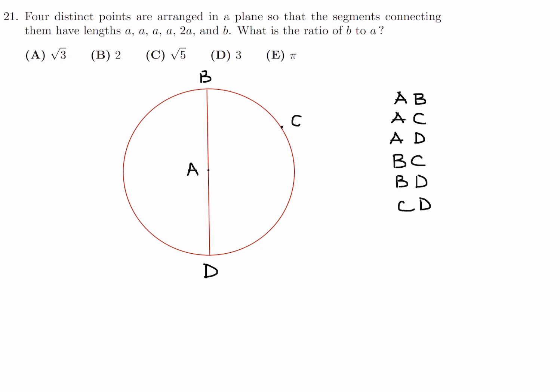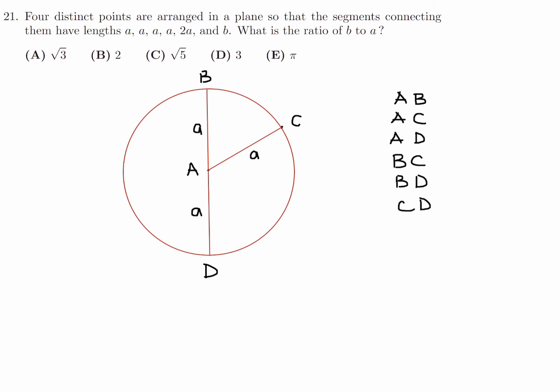So A to B is A. They've given us that, so I'll just label it A. And A, of course, is the radius of the circle. A to C is also the radius of the circle, and it makes perfect sense that that is also A. A to D, again, radius of the circle is also A, so that takes care of the first 3.